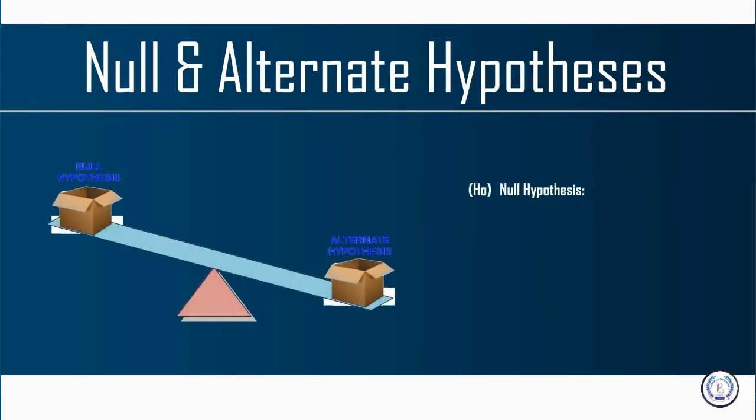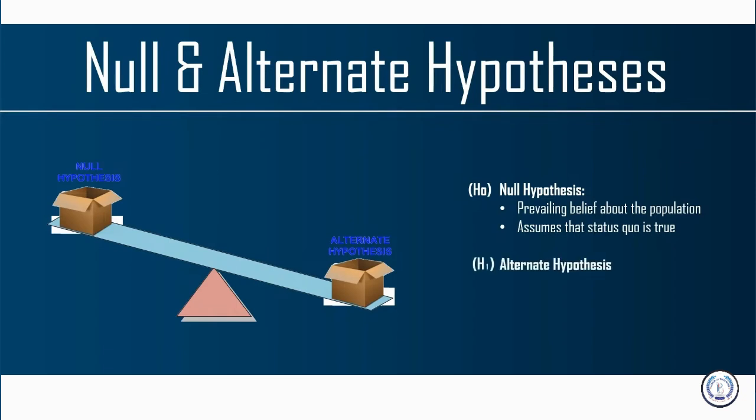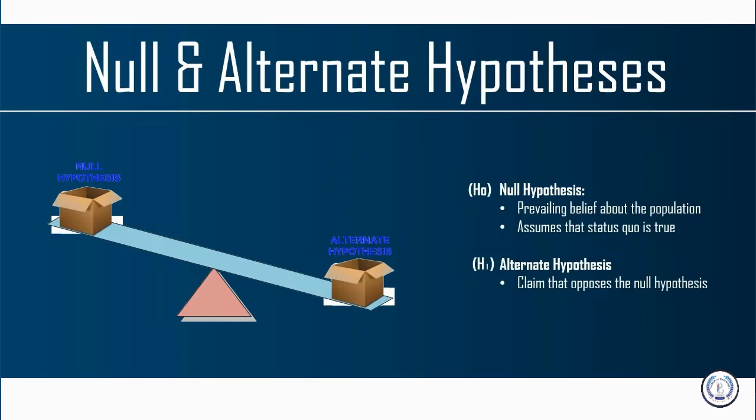The first one is the null hypothesis, denoted as H naught, which is a prevailing belief about the population. It states that there is no change or no difference in the status quo, according to which the accused is innocent and is just a member of society who hasn't done anything wrong. The second one is the alternate hypothesis, denoted as H1, which is a claim that opposes the null hypothesis, which means the accused is guilty, which brings a change, a difference in the situation.